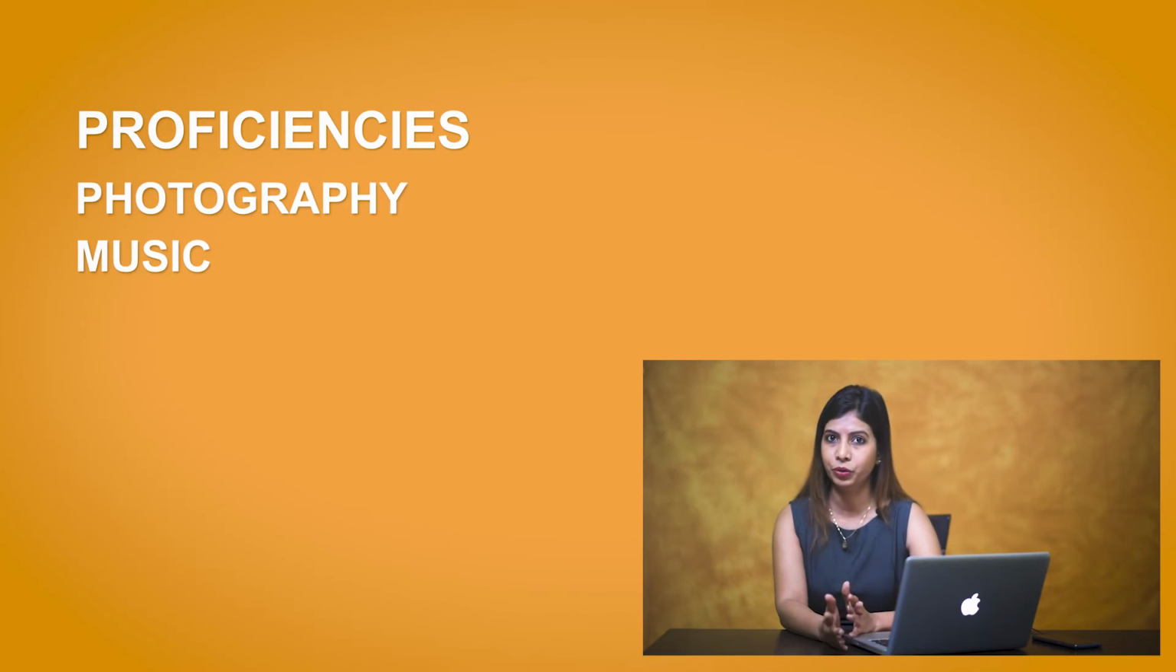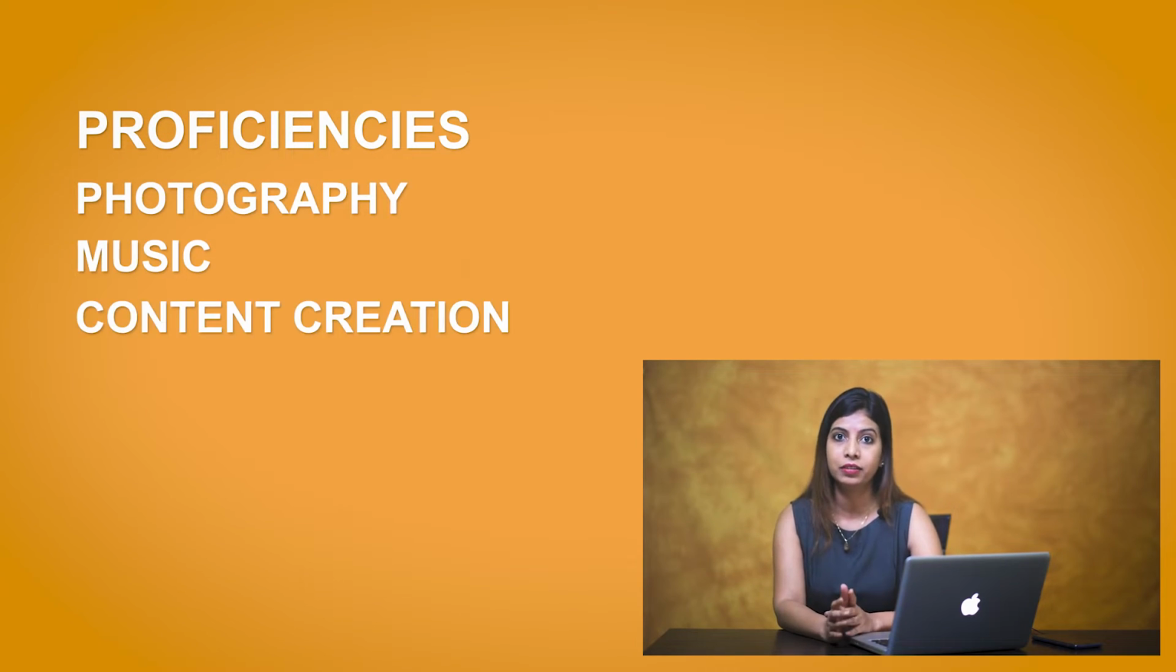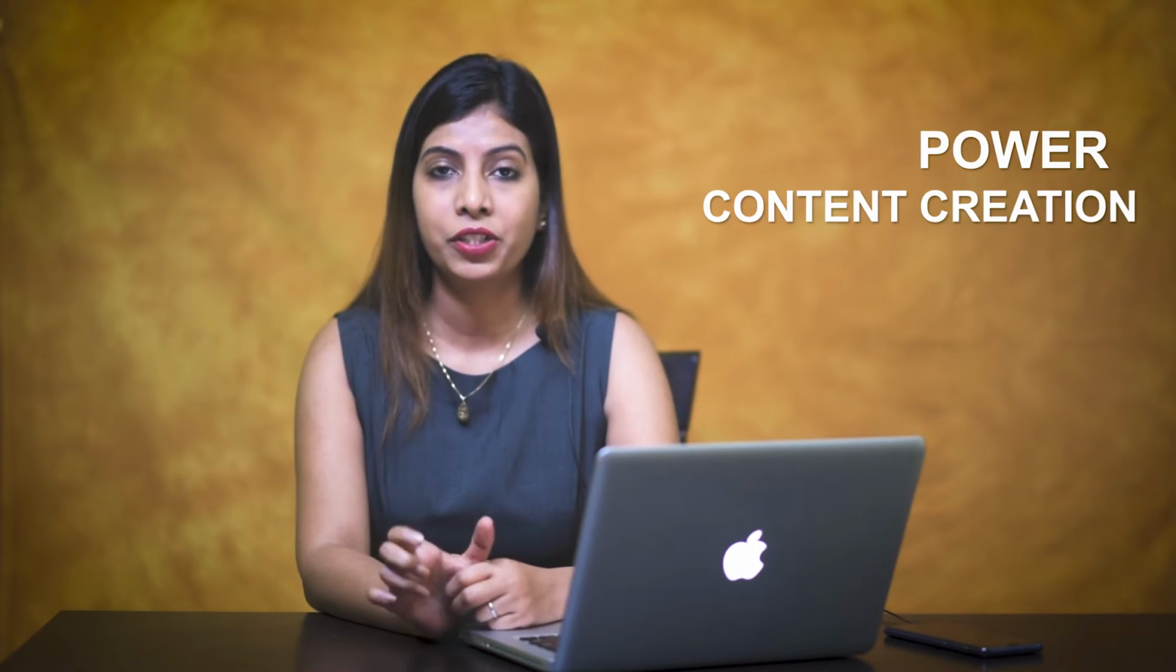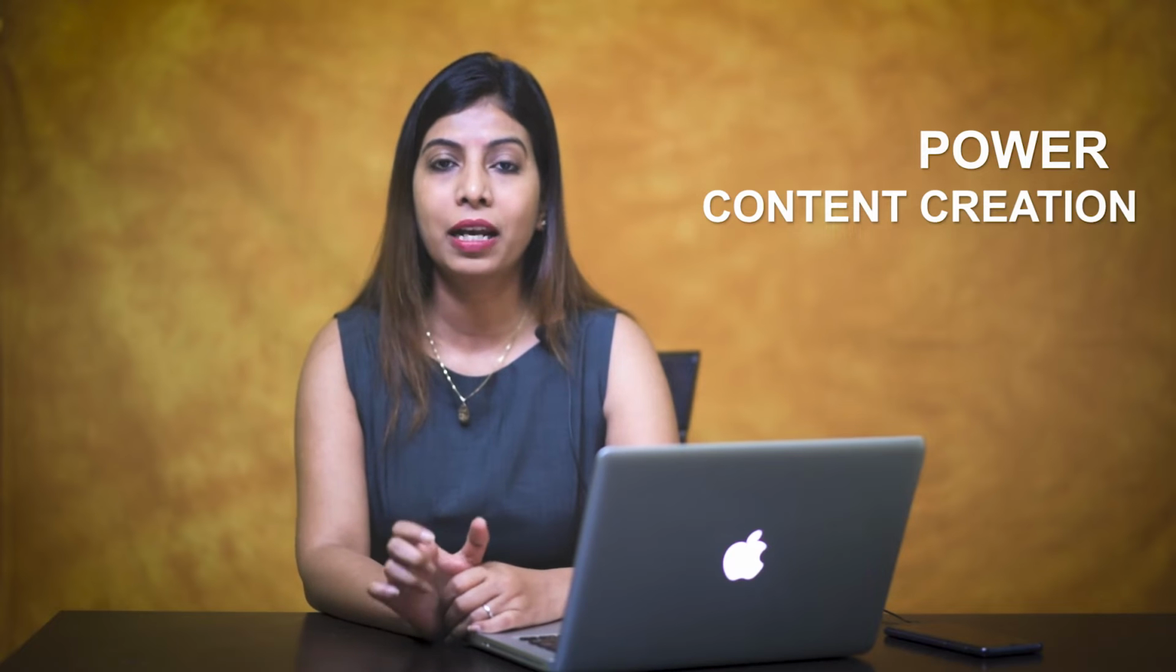But the ones finding their way to the second column under proficiencies would be photography, music, and content creation. And though I want to work on all these 3 things, the one that I think I hold expertise in and want the world to see would be content creation, because I've been working on it for a long time. Hence, content creation is the one potential that will come under my power, and I consider it as my superpower.